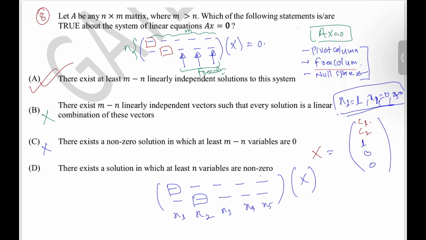Now let's read the option: there exists a solution in which m minus n variables are 0. So what is m? m is the total number of variables, which is 5, right? And n is 2, so m minus n is 3, right? So it says that at least m minus n variables are 0.